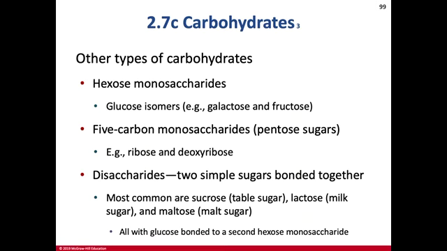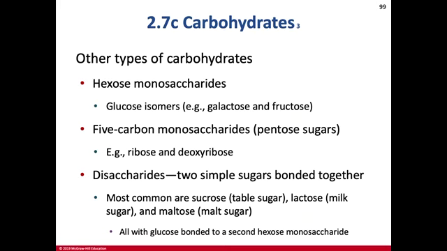Other types of carbohydrates include things like galactose and fructose, which are isomers of glucose, meaning they have the same chemical composition, right? They have the same building blocks, but the building blocks are attached to each other in a different order. And then 5-carbon monosaccharides like ribose, which is part of the backbone of RNA, and deoxyribose, which is part of the backbone of DNA.